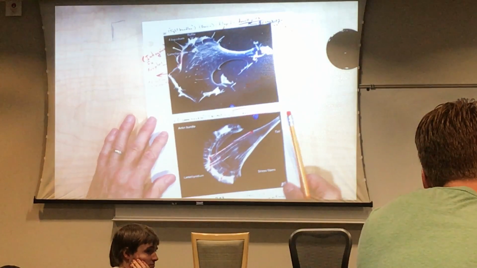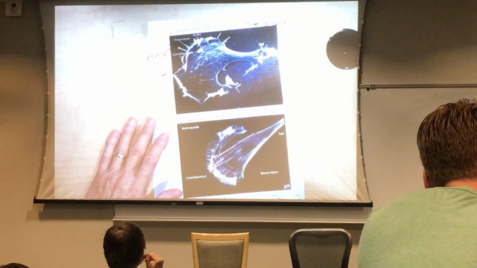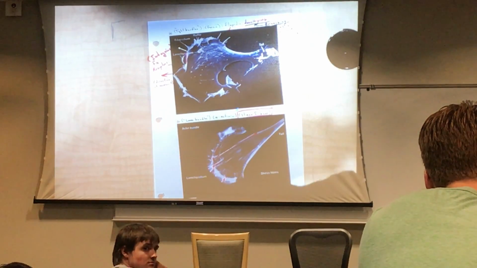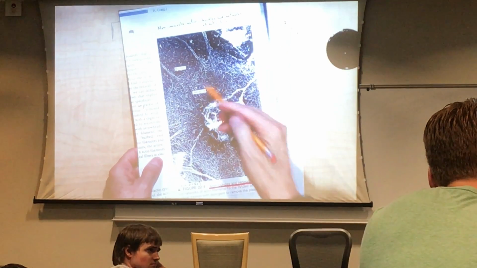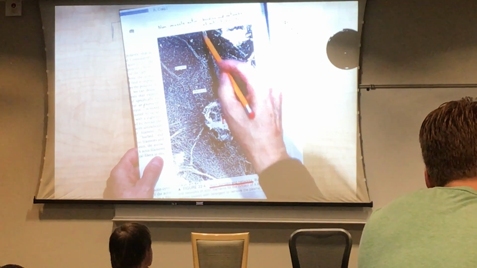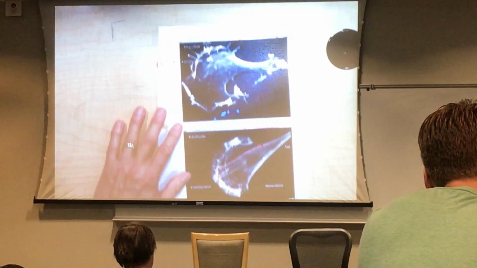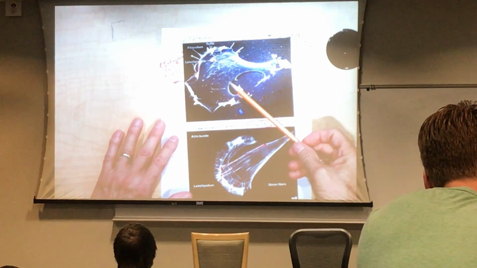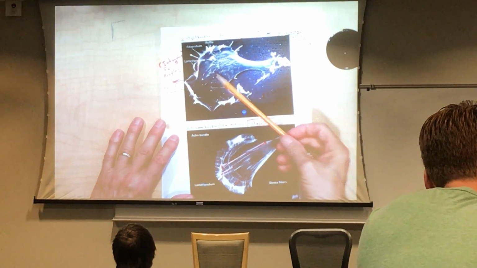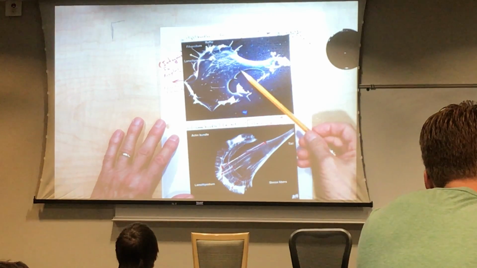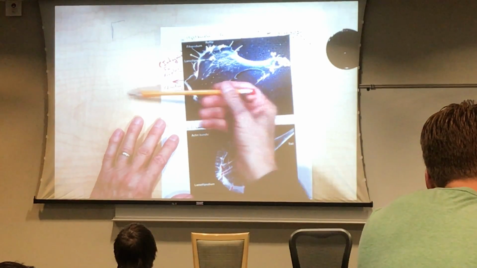Another example of tightly bundled actin filaments are so-called filopodia. I showed you pictures of filopodia right here. These little things right here are filopodia. And here they are in a scanning electron micrograph of a fibroblast that's on the surface of a petri dish and moving on the surface of that petri dish.